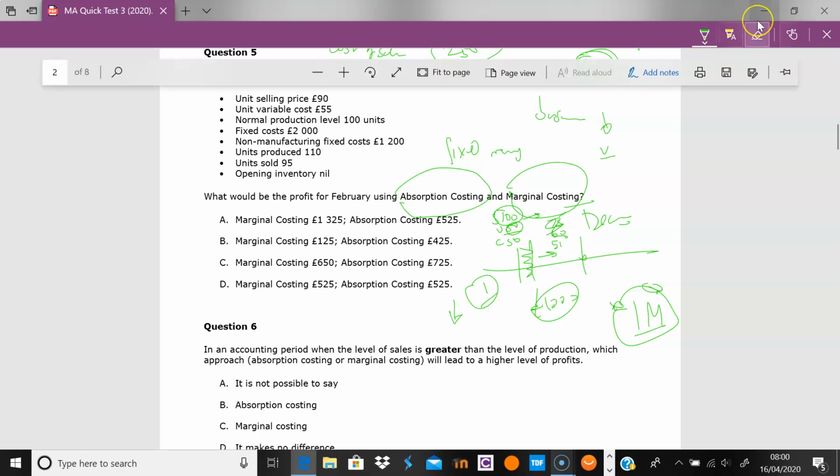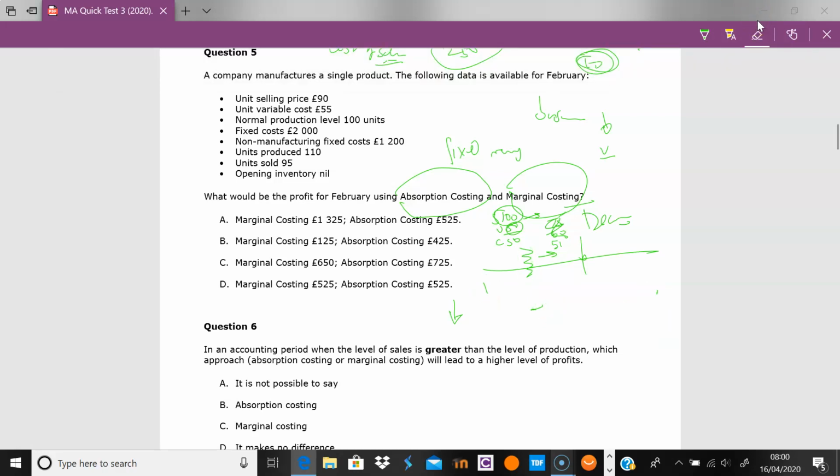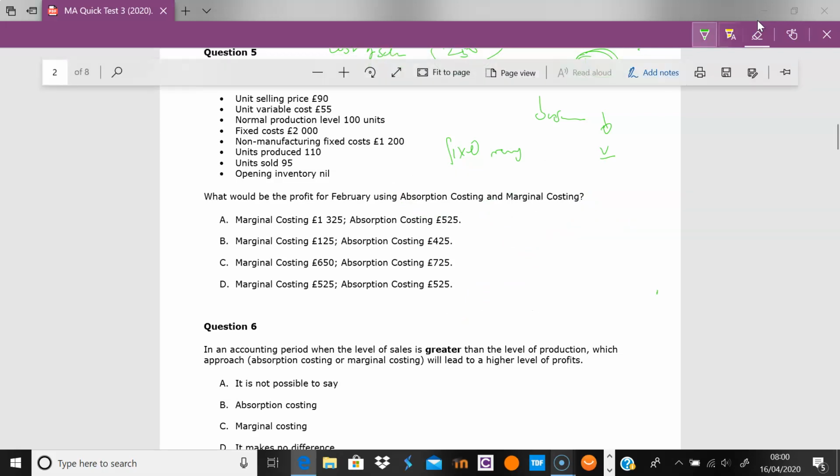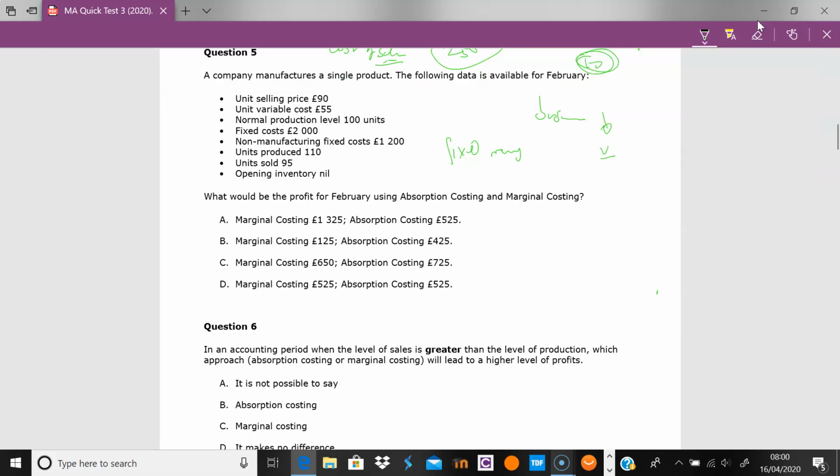Okay, great. So let me just do that here and see how this applies with this question. So with absorption costing, because we're including all the costs here, let's look at what's going on. We're told here that in February our selling price is 90. So you're thinking, okay, great, that's 90. Great, thank you very much.